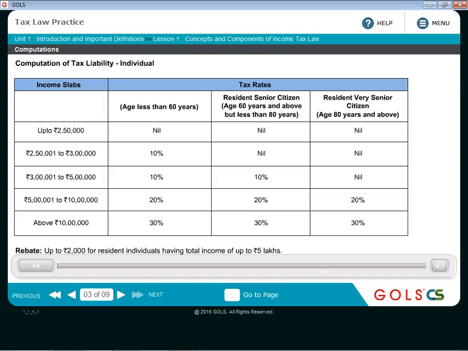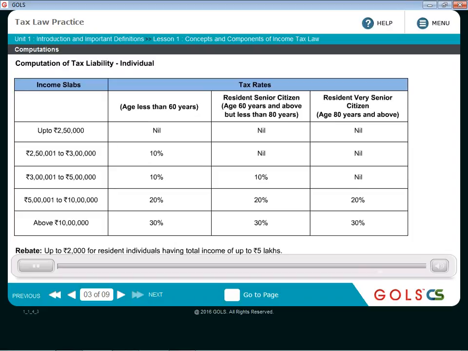Now if that person is a senior citizen, that means if a resident senior citizen is of 60 years and up to 80 years, then his basic exemption limit is extended to rupees 3 lakhs. That means his tax calculation will be up to 3 lakhs, he is not required to pay any tax. 3 lakhs to 5 lakhs, the tax rate is 10%. 5 lakh to 10 lakh, it is 20%, and above 10 lakh, it is 30%. This is how we are going to compute the tax liability for the resident senior citizen.